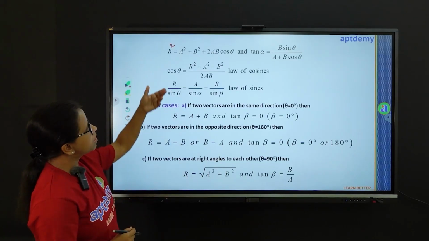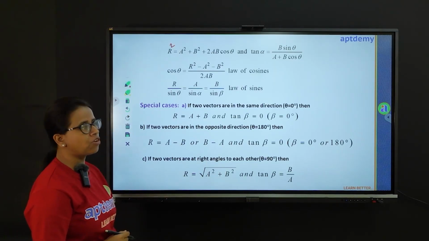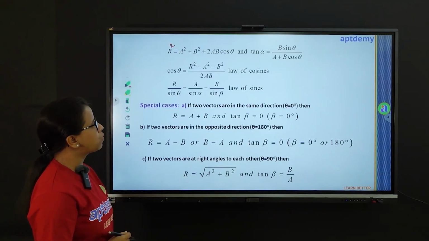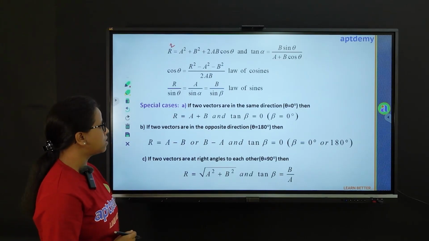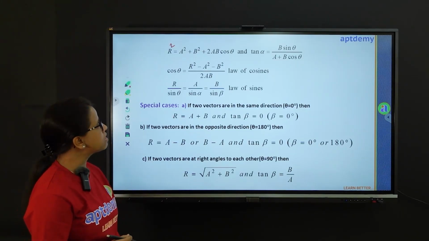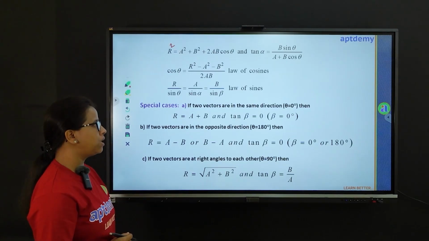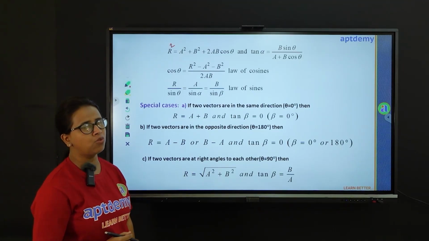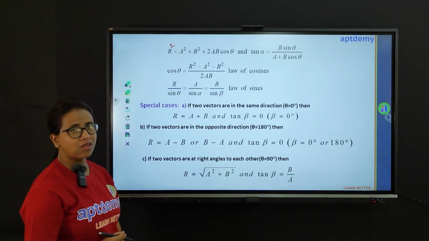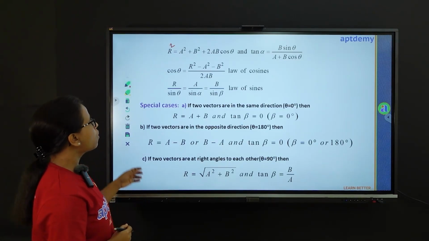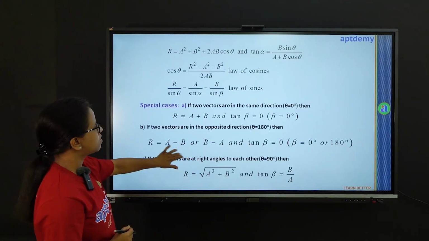Now solving the first equation, we can get an expression for cos theta as R square minus A square minus B square by 2AB. Now this is the law of cosines. The law of sines says R by sin theta equals A by sin alpha equals B by sin beta, where beta is the angle which the resultant vector R makes with vector B. Now discussing the special cases.